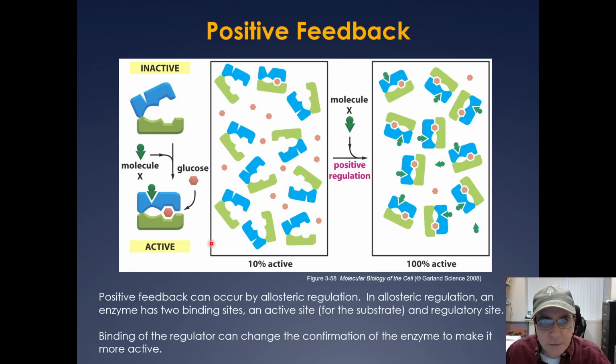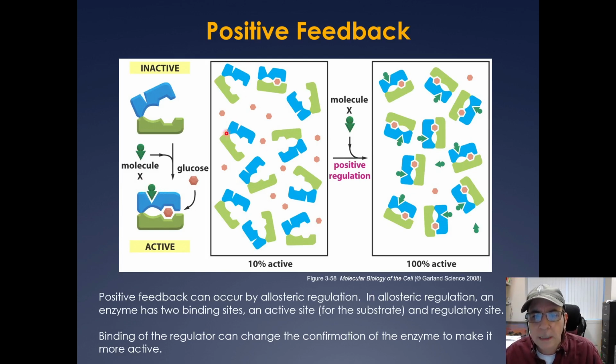You can also have positive feedback, okay? Here's a great example of positive feedback where you have an enzyme that's actually inactive. When you add in a new molecule, something that binds outside the active site, that can actually make it active. This is called allosteric regulation, okay? So you have a molecule that can bind outside of the active site.